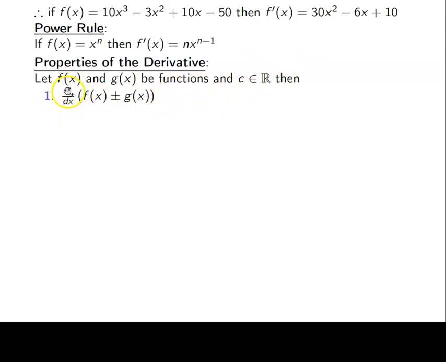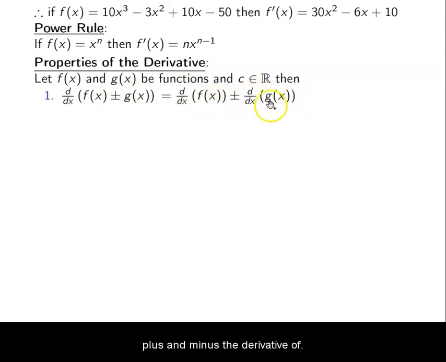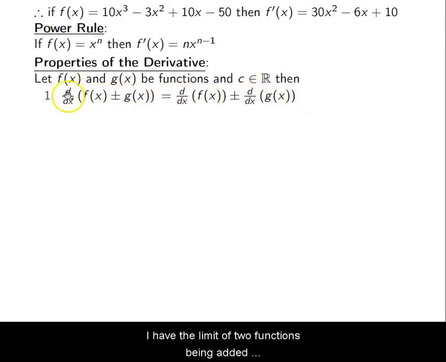The derivative of f plus or minus g is going to be equal to the derivative of f plus or minus the derivative of g, right? So just like for limits, if I had the limit of two functions being added together, then I can take the limit of the two functions separately. So it's the same thing because the derivative is a limit.